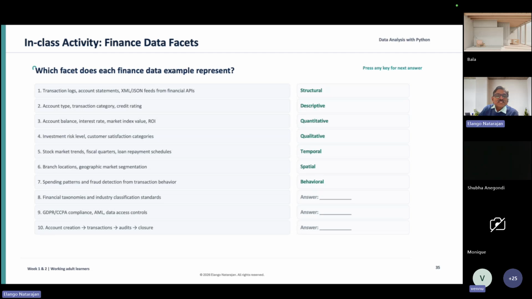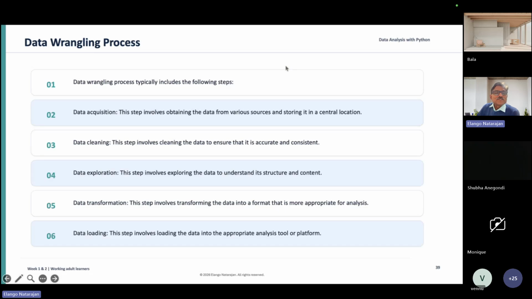Industry classification standards. Semantic. Next is compliance, access controls. Yeah, governance. It's all about governance, ethical, and the last one, privacy, is the life cycle. Correct. All right, all good. Thanks for answering.